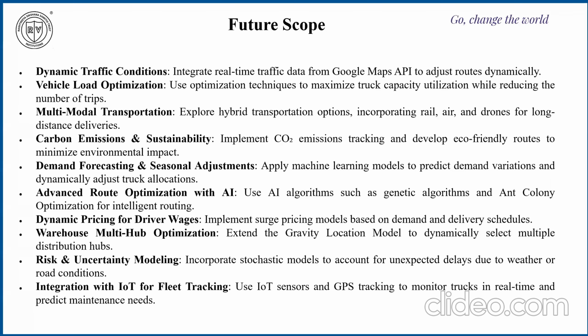Now let's look into the future scope. So first is the dynamic traffic condition. So integrate real-time traffic data from Google Maps API to adjust routes dynamically. So each time the traffic gets updated, the route also gets updated accordingly. So that's the future scope of our project.